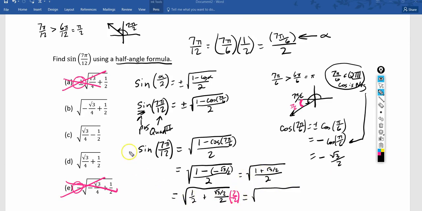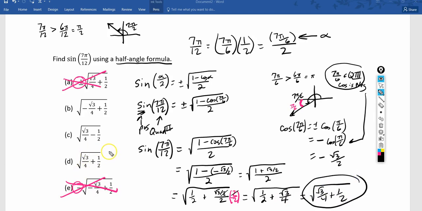So why am I doing all of this? I'm trying to see which one of these it matches. So I'm going to have 1/2 plus, now here in the numerator, root 3 over 2 times 2, the 2's cancel, and I'm left with the square root of 3. And in the denominator, 2 times 2 is 4. And looking at the possibilities there, if I just swap the order now, I can see that that is matching up with this one.